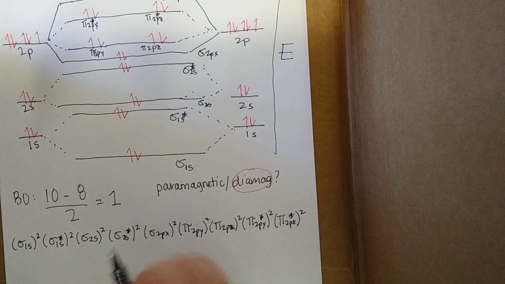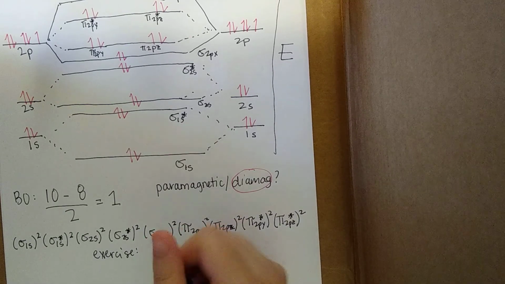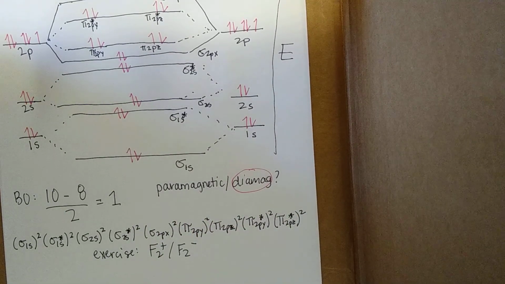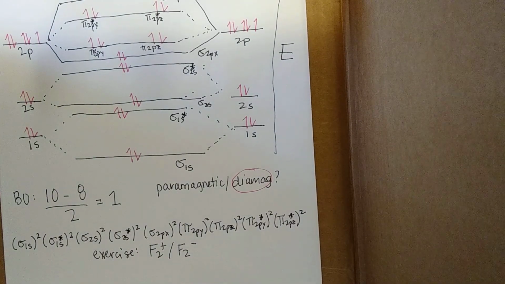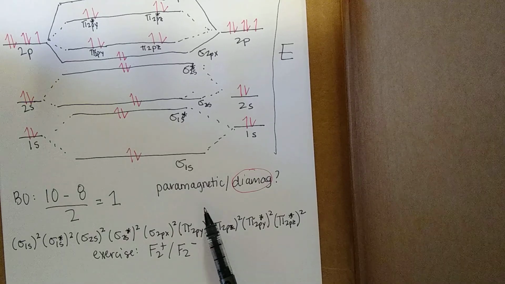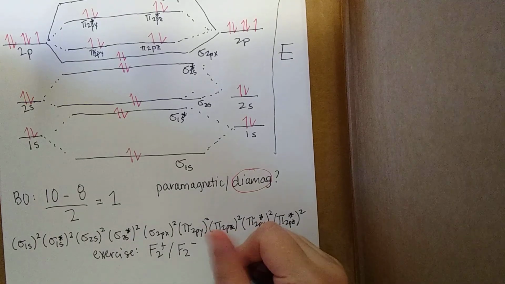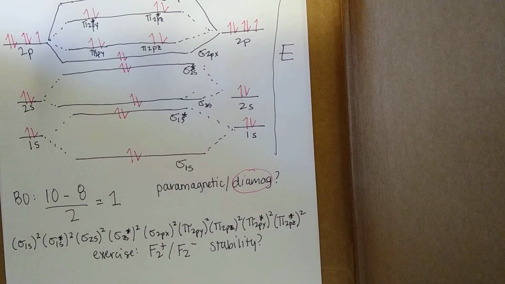I'm going to leave it as an exercise for you to consider F2 plus and F2 minus. Consider their electron configurations and orbital diagrams, figure out if they're paramagnetic or diamagnetic, and compare their stabilities, which you can do from the bond order. So specifically, what are the stabilities of these?